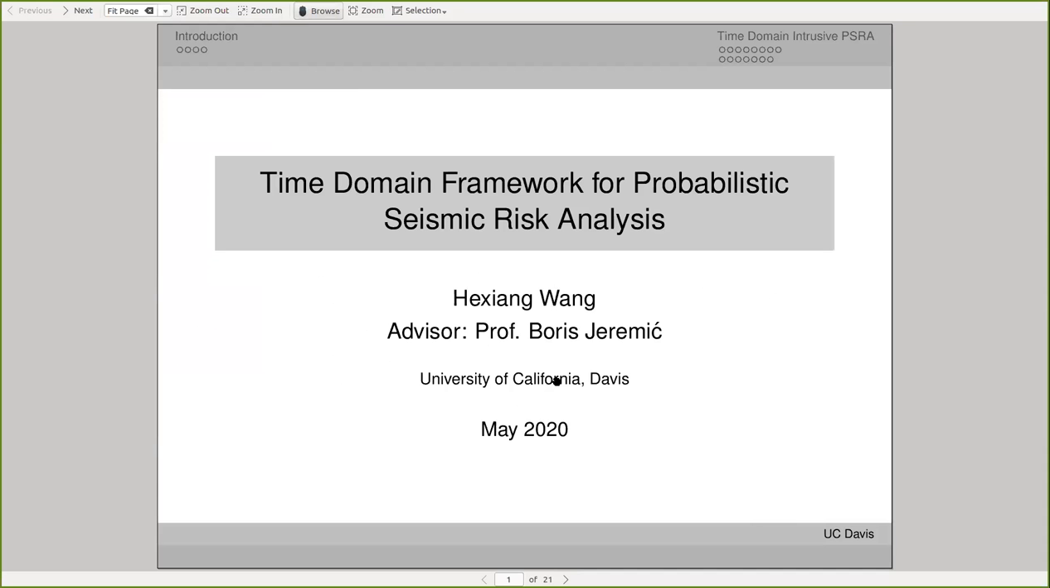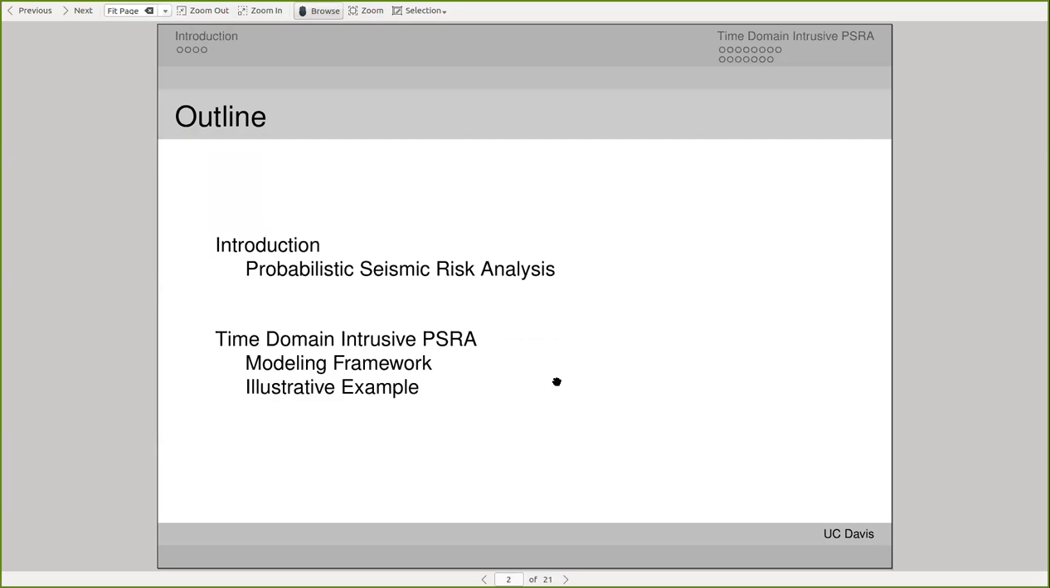Good morning, everyone. In our previous lectures, we talked about the theory and examples of uncertainty quantification. Today we're going to show how we apply these uncertainty quantification techniques in the time domain framework for probabilistic seismic risk analysis. At the beginning, I will give you a brief introduction to probabilistic seismic risk analysis, then I will show you our novel framework for doing that, and also an illustrative example.